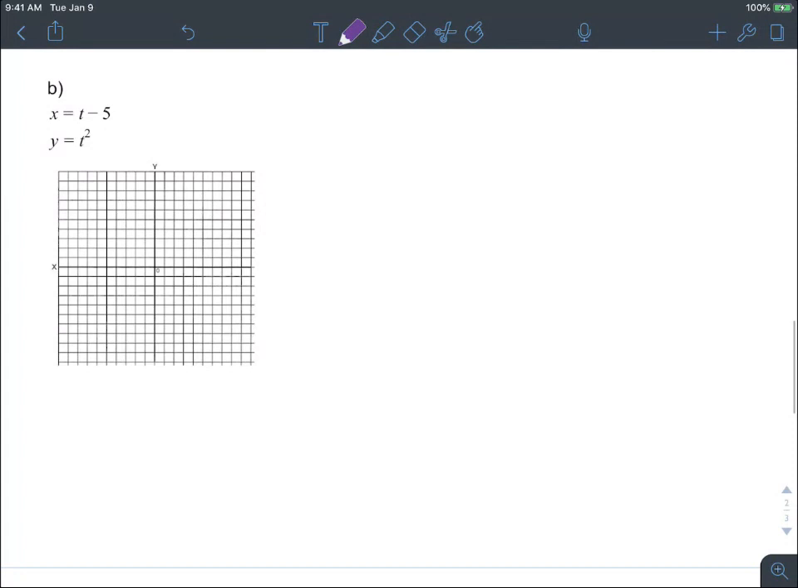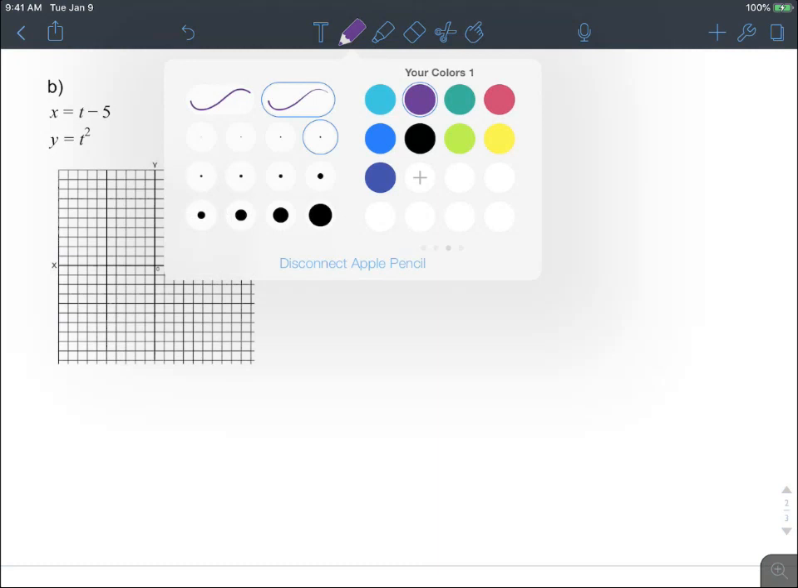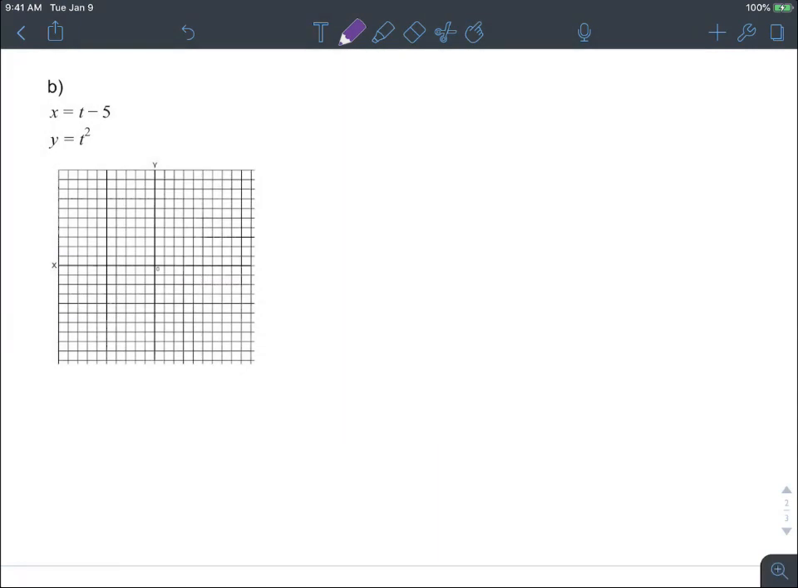Let's change the equation into rectangular form. Okay. So just like we did before, step 1, I'm going to use the top equation. x is equal to t minus 5. So x plus 5 is equal to t. Step 2, y is equal to t squared. So I go ahead and just sub in this. y is equal to x plus 5 squared.